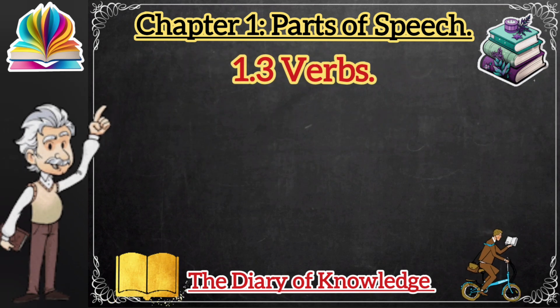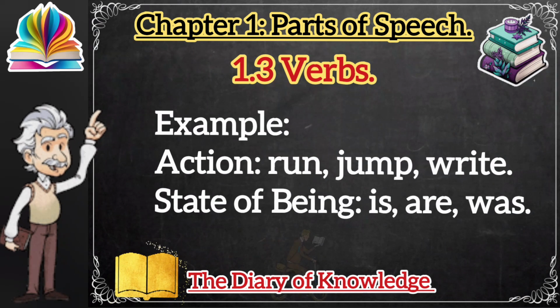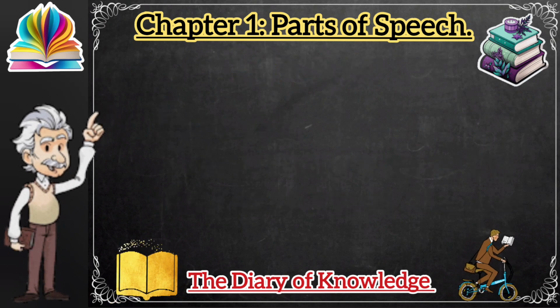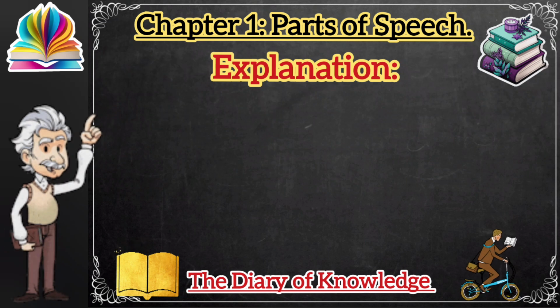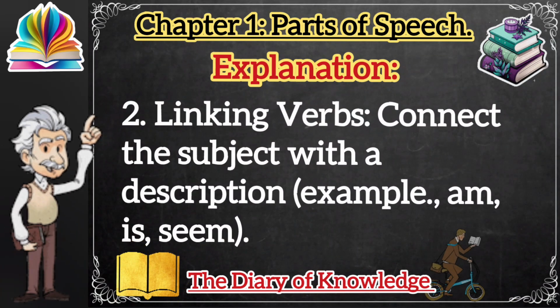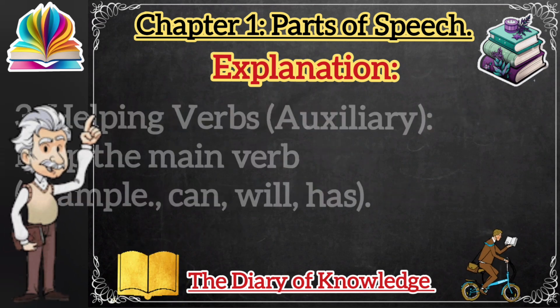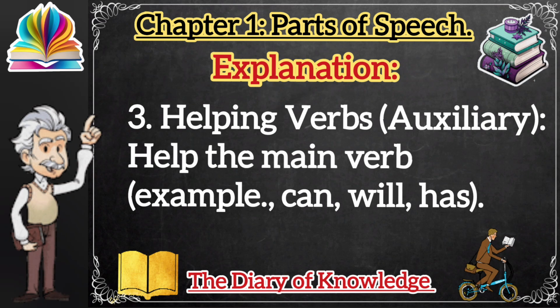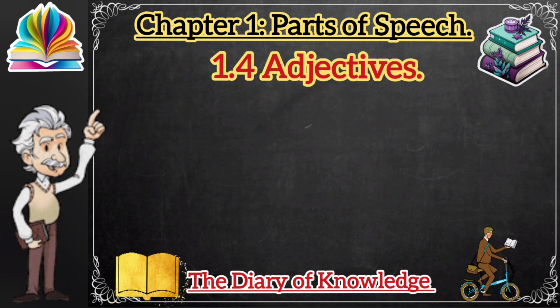1.3 Verbs. A verb expresses an action, occurrence, or state of being. Example: action: run, jump, write. State of being: is, are, was. Explanation: 1. Action verbs show physical or mental action. Example: run, think. 2. Linking verbs connect the subject with a description. Example: am, is, seem. 3. Helping verbs, auxiliary, help the main verb. Example: can, will, has.